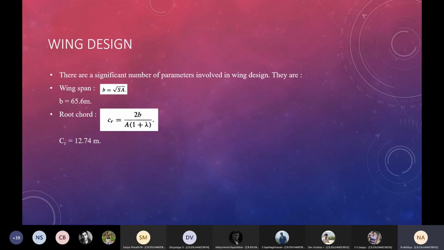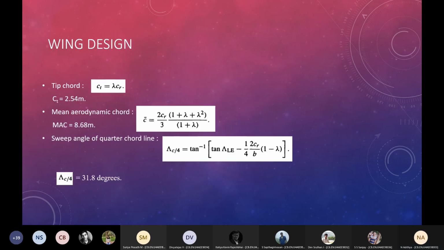And coming to our design, there are a significant number of parameters involved. After calculating from the formulas, we found the wingspan to be around 65.6 meters and the root chord to be 12.74 meters. We found the tip chord to be 2.54 meters and the mean aerodynamic chord as 8.68 meters. So our sweep angle at quarter chord, including all values, came to around 32 degrees, 31.8 degrees.